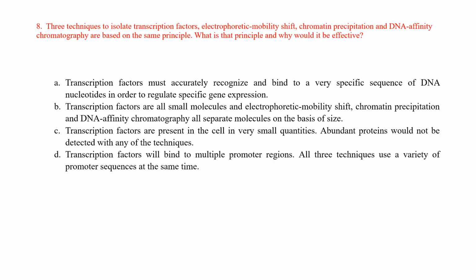Number 8, 3 techniques to isolate transcription factors, which include electrophoretic mobility shift, chromatin precipitation, and DNA affinity chromatography, are based on the same principle. What is that principle, and why would it be effective? Letter A, transcription factors must accurately recognize and bind to a very specific sequence of DNA nucleotides in order to regulate specific gene expression. Letter B, transcription factors are all small molecules, and electrophoretic mobility shift, chromatin precipitation, and DNA affinity chromatography all separate molecules on the basis of size. Letter C, transcription factors are present in the cell in very small quantities. Abundant proteins would not be detected with any of the techniques. With letter D, transcription factors will bind to multiple promoter regions. All 3 techniques use a variety of promoter sequences at the same time.